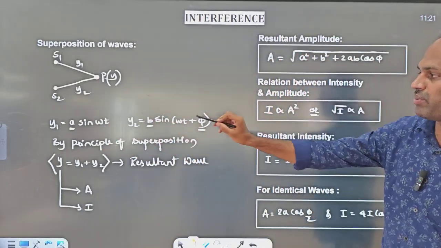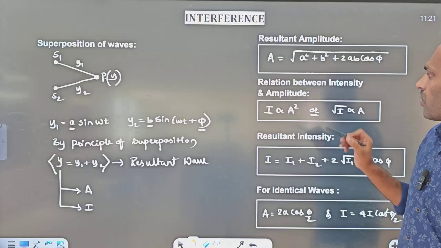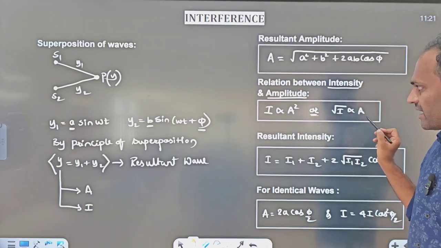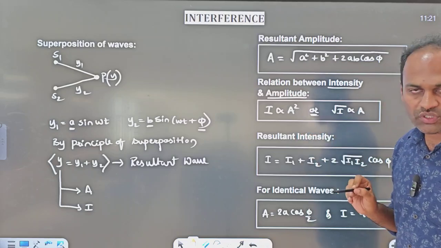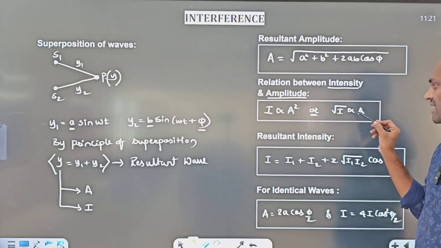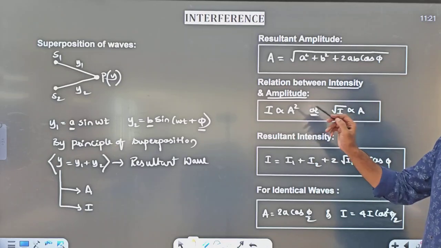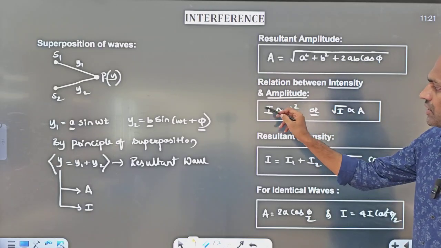Pi is the phase difference between the first wave and second wave. And what is the relationship between intensity and amplitude? Intensity is directly proportional to the square of amplitude, or root intensity is directly proportional to the amplitude. Correct? Next, resultant intensity. Now look, where there is a square you can substitute I there.